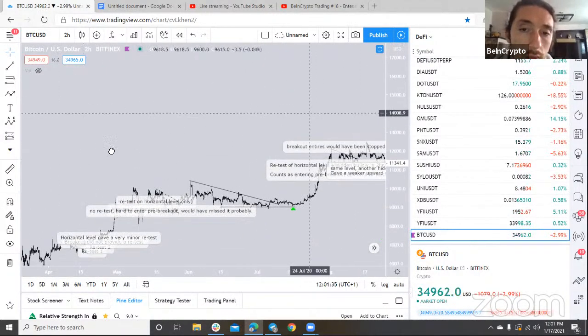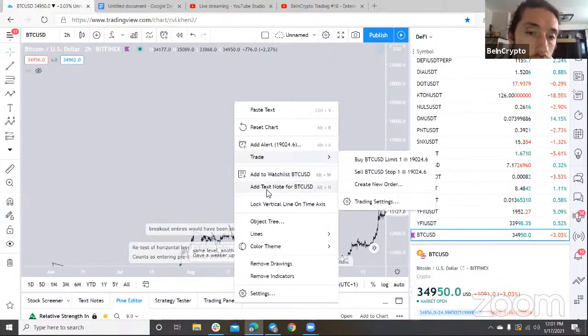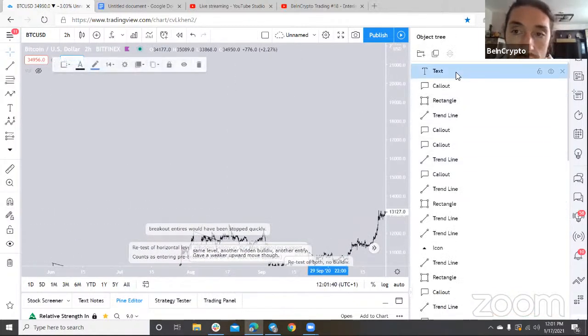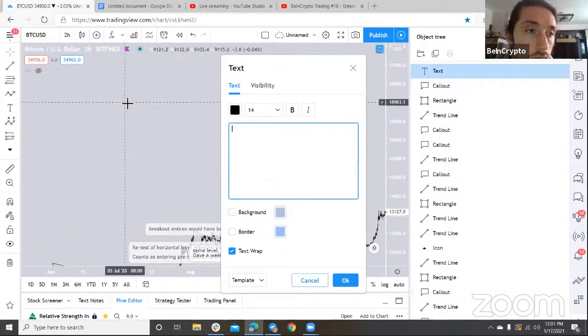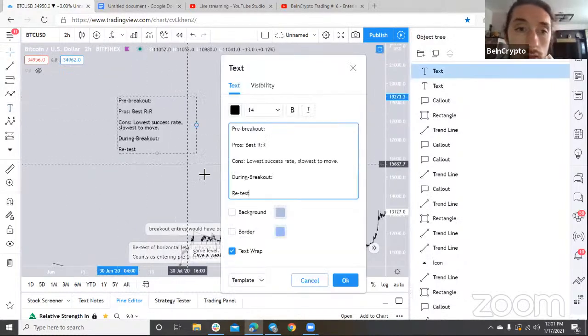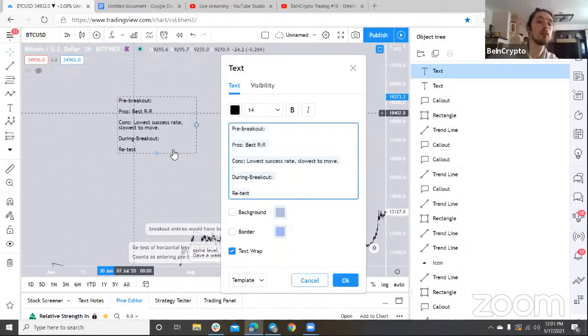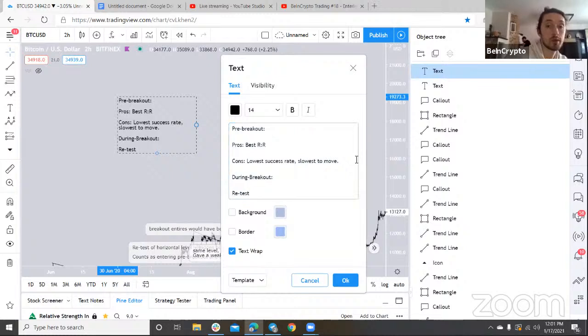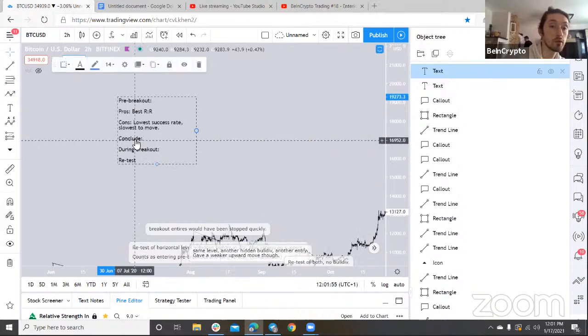Was I writing this somewhere? I think so. Where's my text? It's here. Okay, so pre-breakout. Conclude. So yeah, we have the pros and cons.